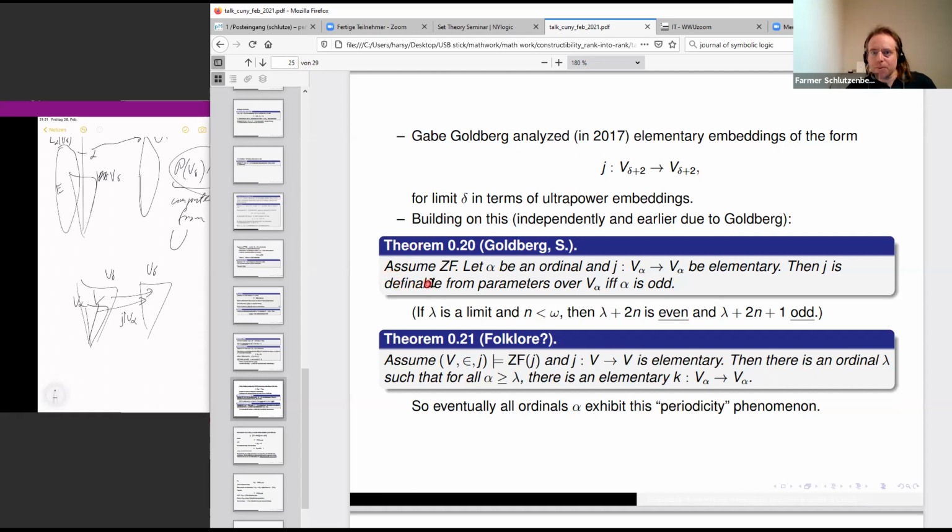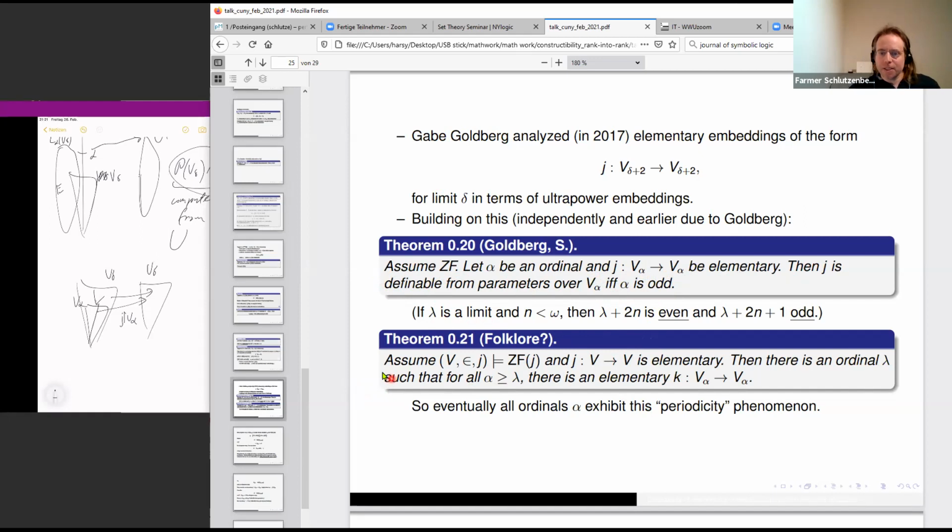If we have ZF, alpha is an ordinal, and J from V alpha to V alpha is elementary, then J is definable from parameters of V alpha if and only if alpha is odd. Odd here is in the obvious sense: if lambda is a limit ordinal, then that's even, lambda plus 1 is odd, lambda plus 2 is even, and it oscillates.